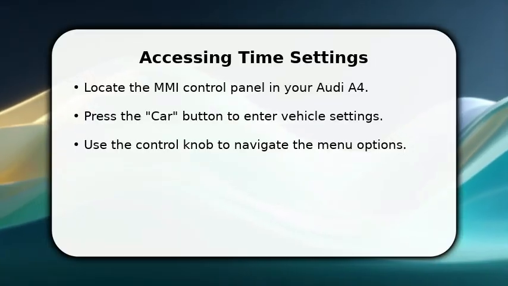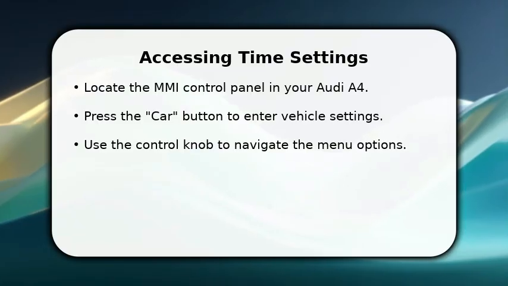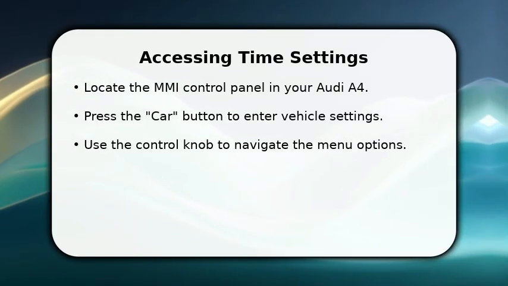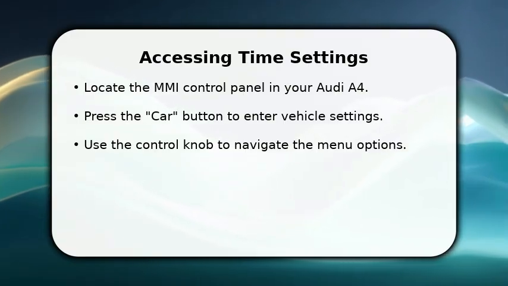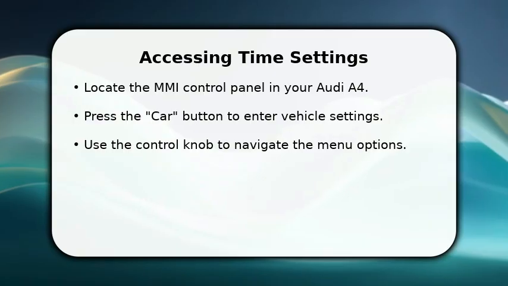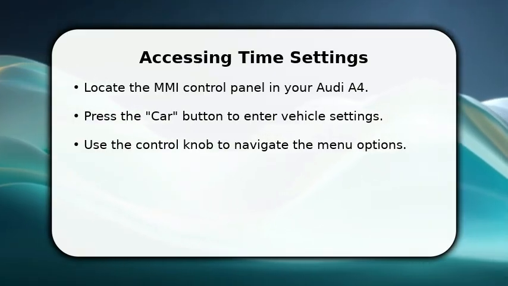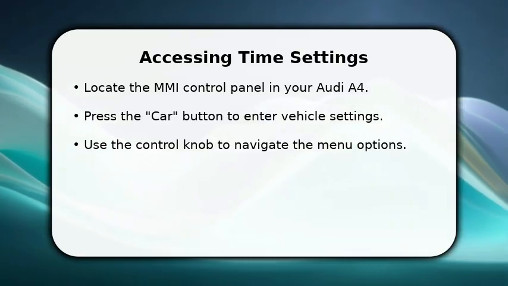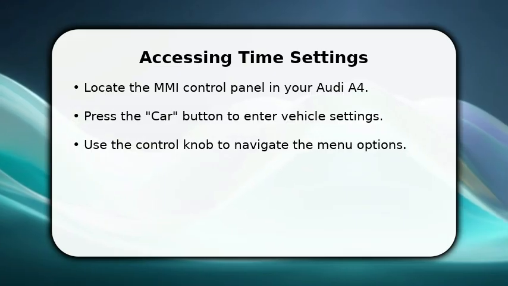In this video, I will show how to change the time in an Audi A4. First, locate the MMI control panel, usually found near the gear selector. Press the dedicated car button to access the main vehicle settings menu. Once in the menu, use the large central control knob to scroll through the available options.